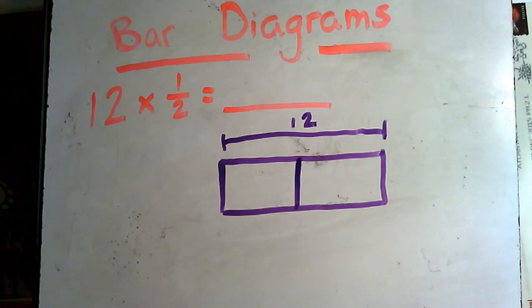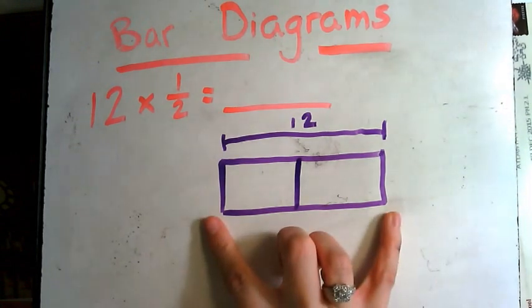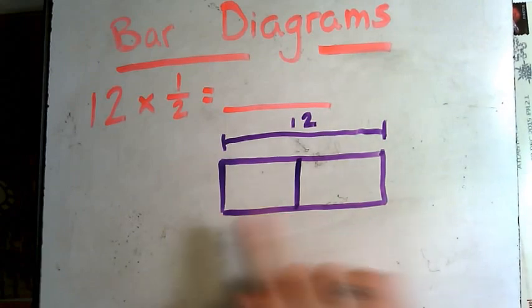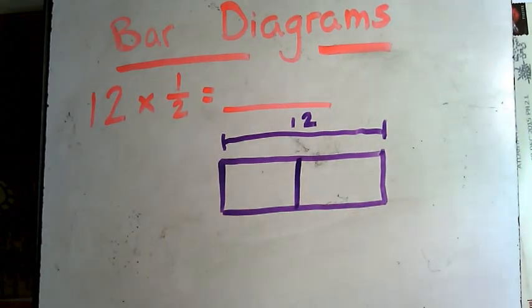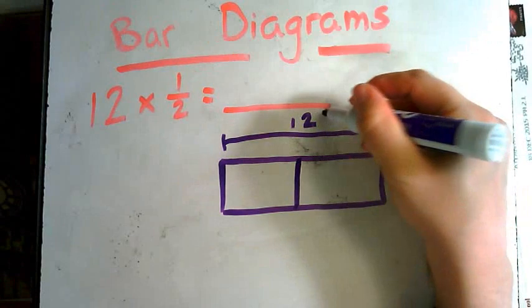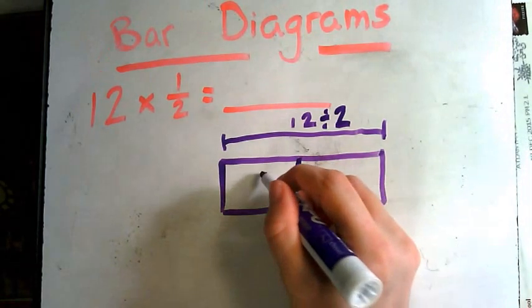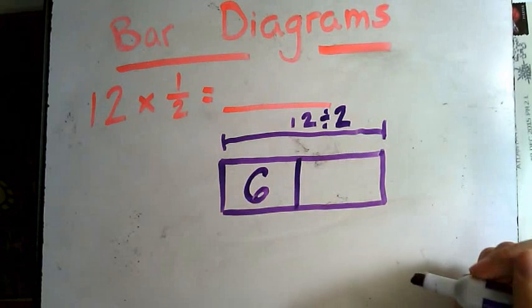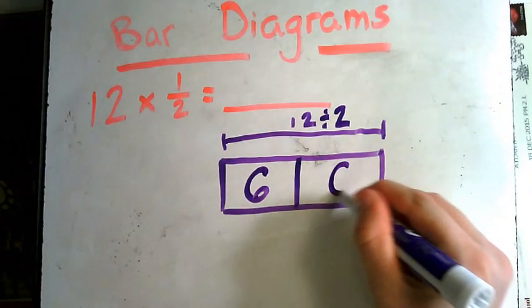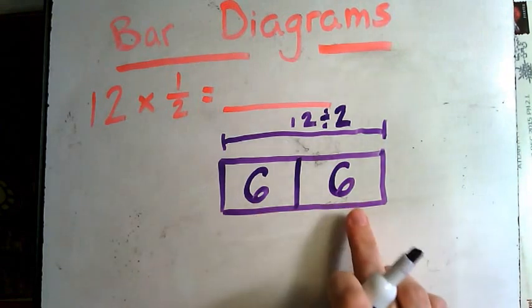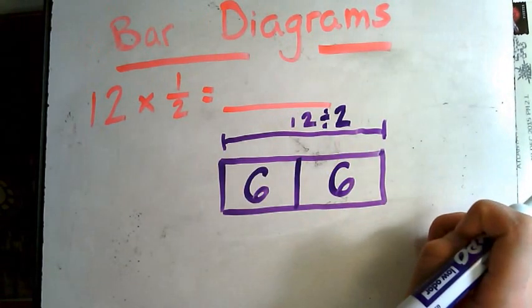Now we have to think to ourselves, if I have my whole model, which equals 12, and I divide it into 2 separate pieces, it's the same thing as saying 12 divided by 2. Well, I know my math facts, so I know that 12 divided by 2 equals 6. So this section is worth 6, and this section is worth 6. And I can double check myself by saying 6 plus 6 equals the total, which is 12.